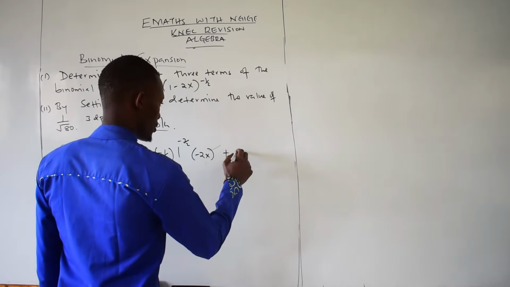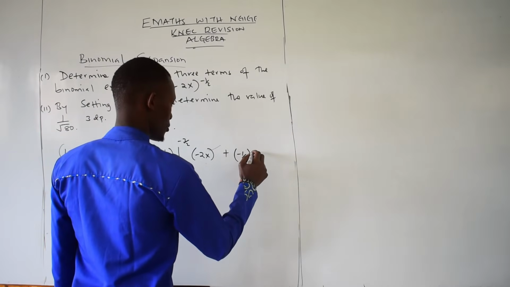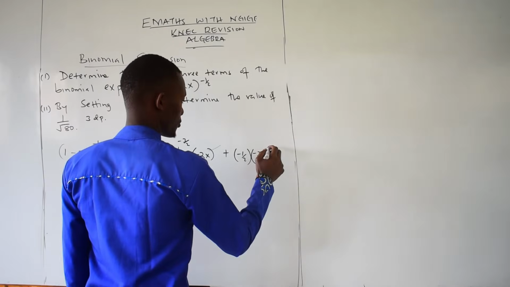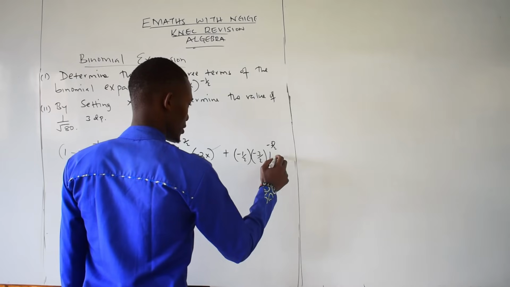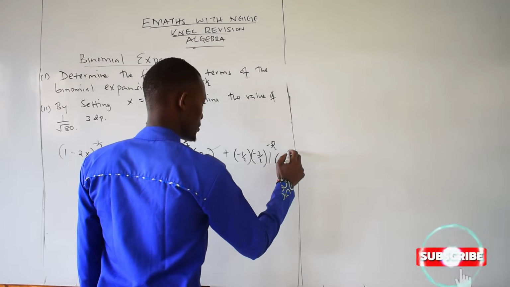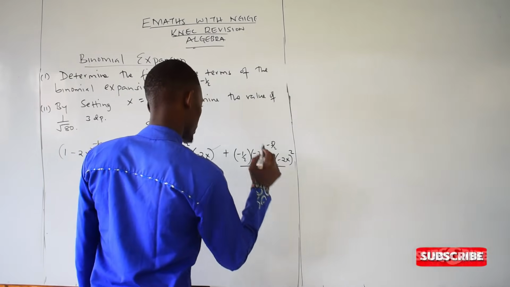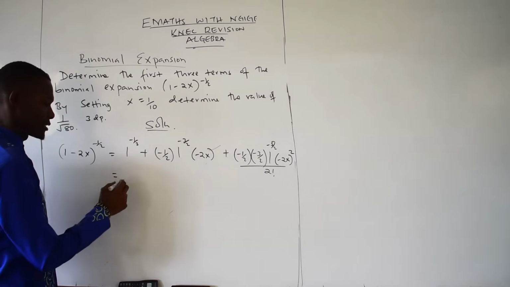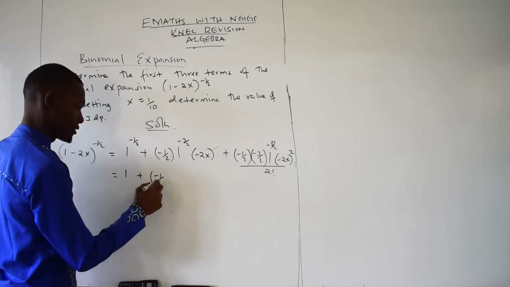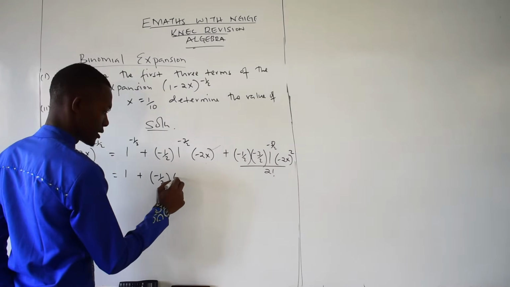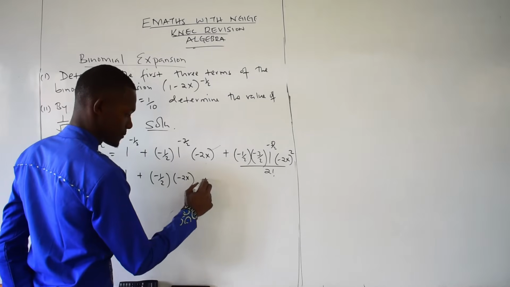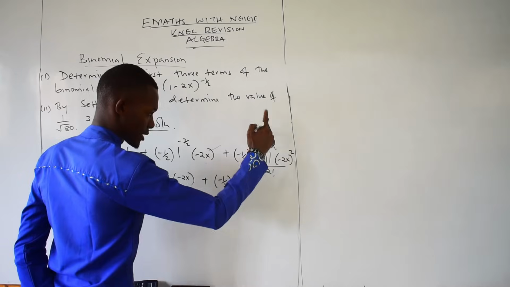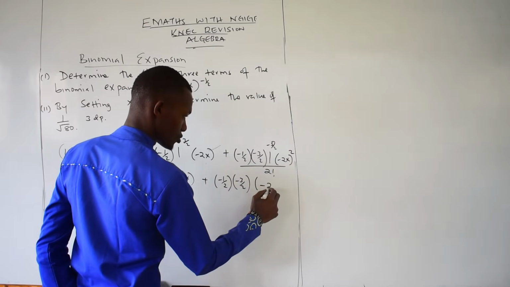Then we shall have negative a half, drop negative 3 over 2. Then we shall have 1 raised to power negative 5 over 2. Then we have negative of 2x, this one will be squared, then over 2 factorial. Therefore, 1 to any power just gives you 1. So plus, you can simplify this one first. Then this one will be 1, then negative 2x. Then plus, you have negative a half, negative 3 over 2. Then this one becomes 1. Then you have negative of 2x.